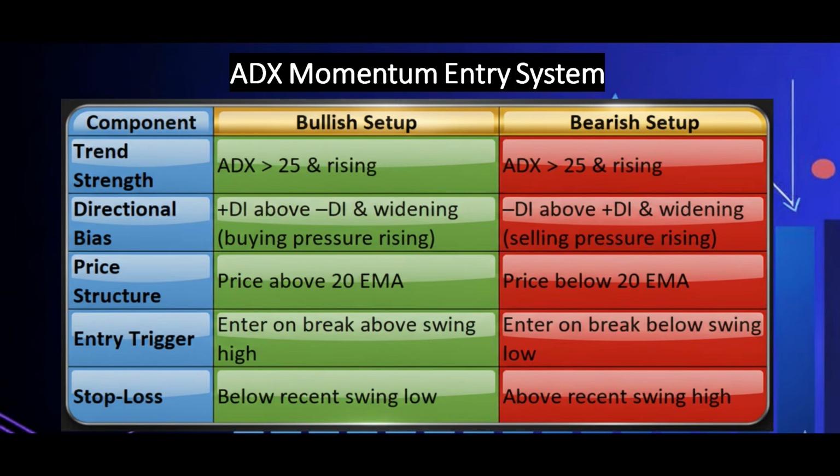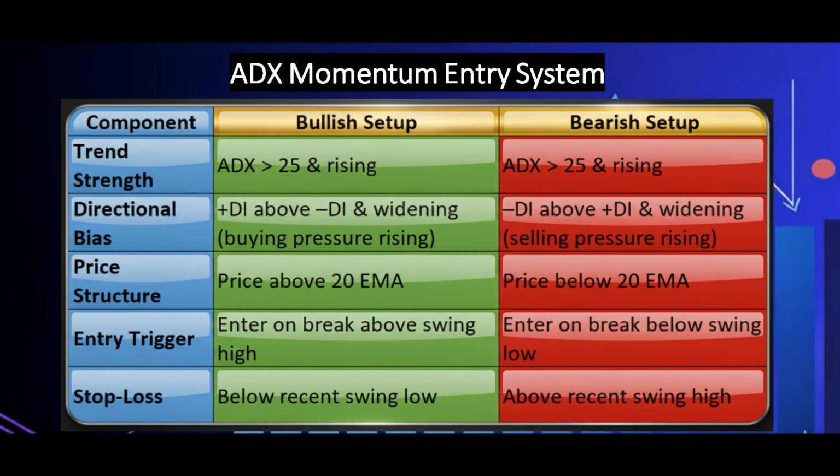You can take it this way. For a bullish setup, ADX should be above 20 or 24, mainly rising, much more than this number, 25. Plus DI should be greater than minus DI, and it should be widening gradually. Ideally, price should be above the 20 MA. Enter on a break of the swing high. Below the recent swing low should be the stop. This is for a bullish setup.